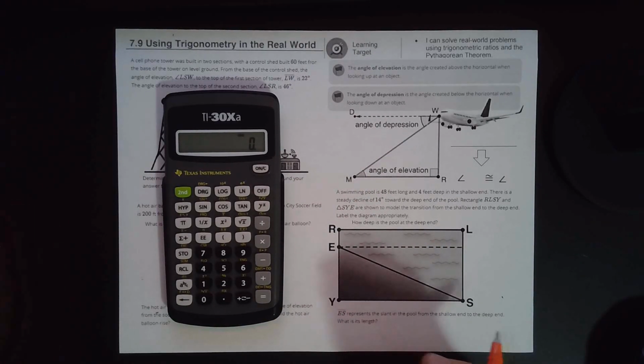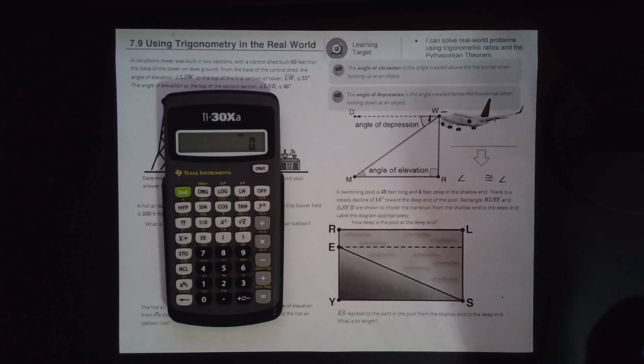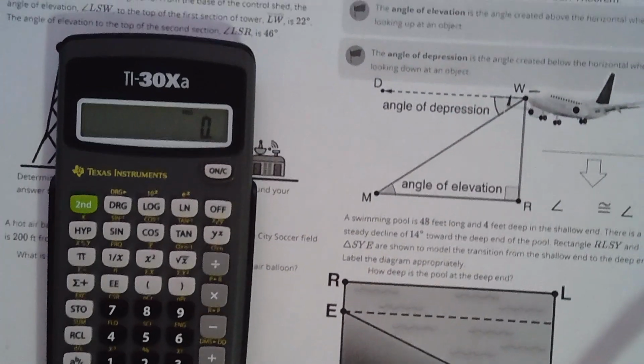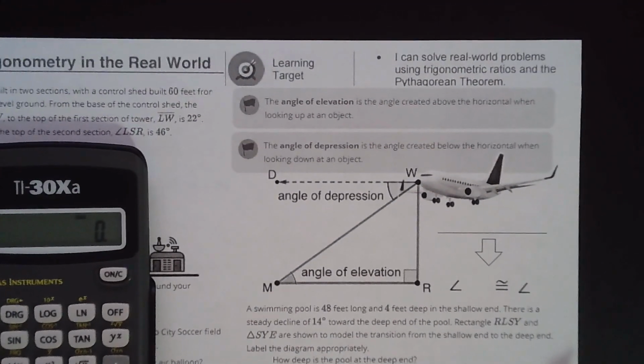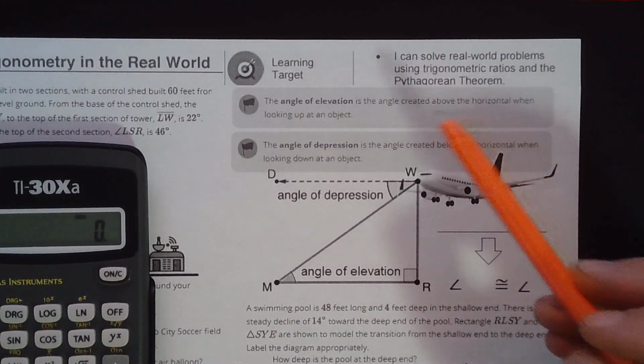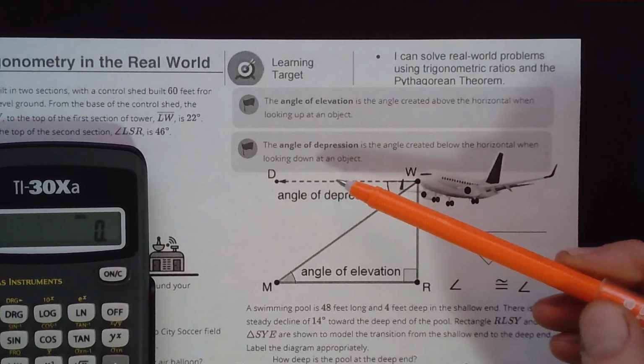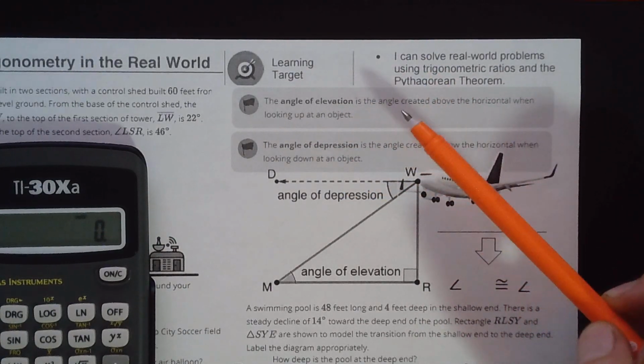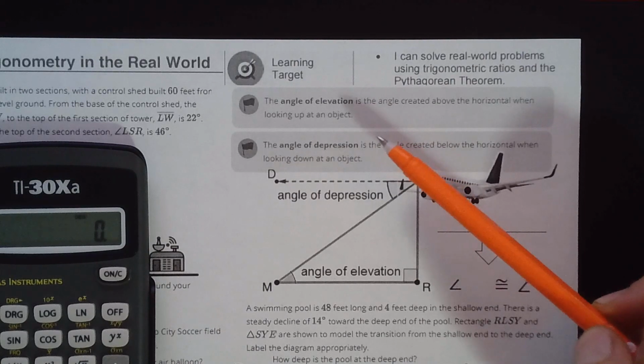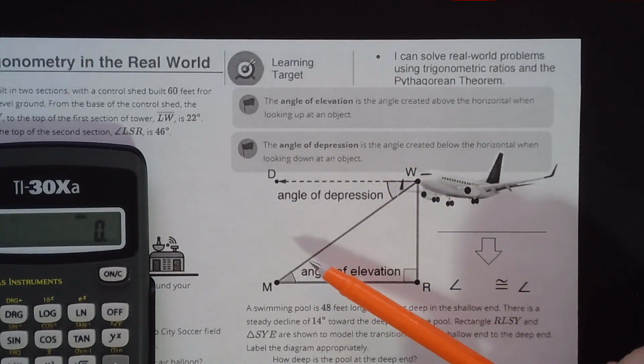So, first couple of terms we want to get out of the way first. I'll zoom in for them real quick. And I guess I'll just zoom in for this altogether. All right, so the angle of elevation and the angle of depression, right? They're angles created above the horizon when looking at that object. So that would be this angle right here.